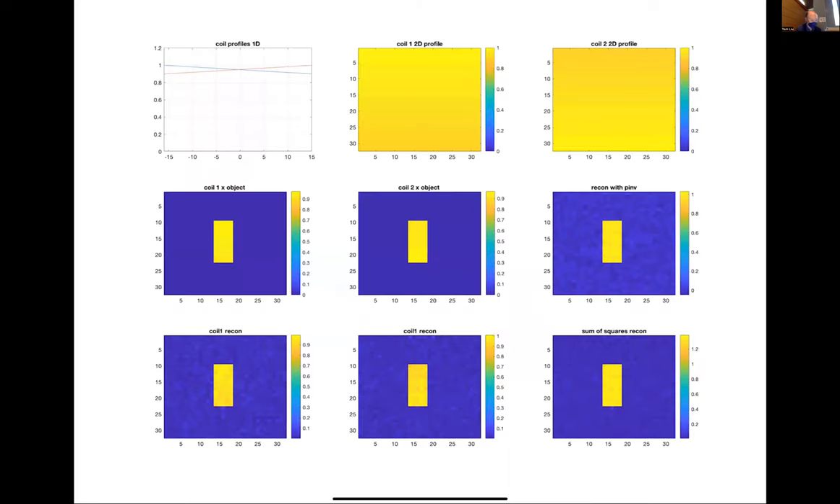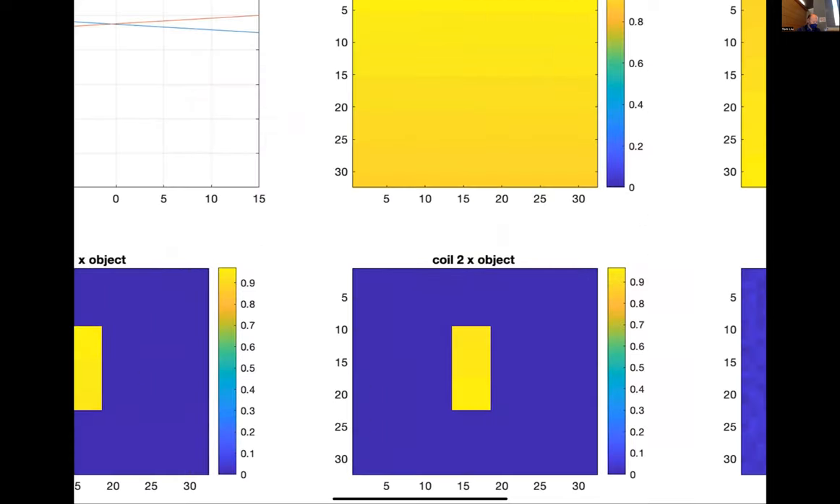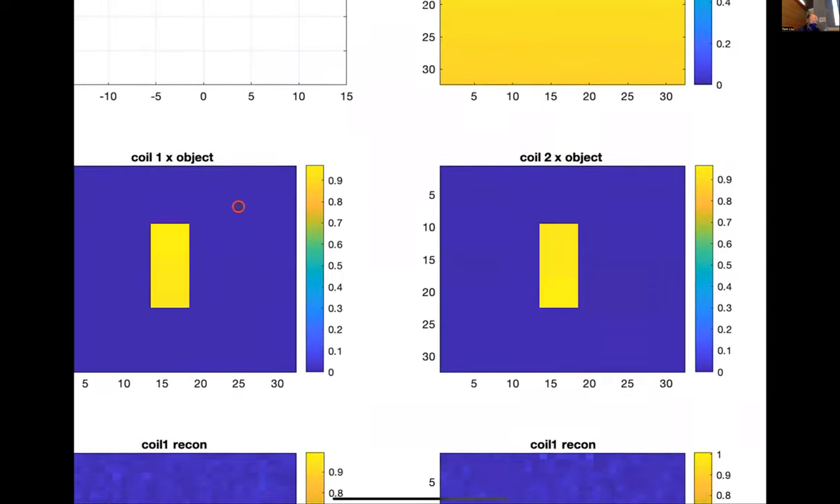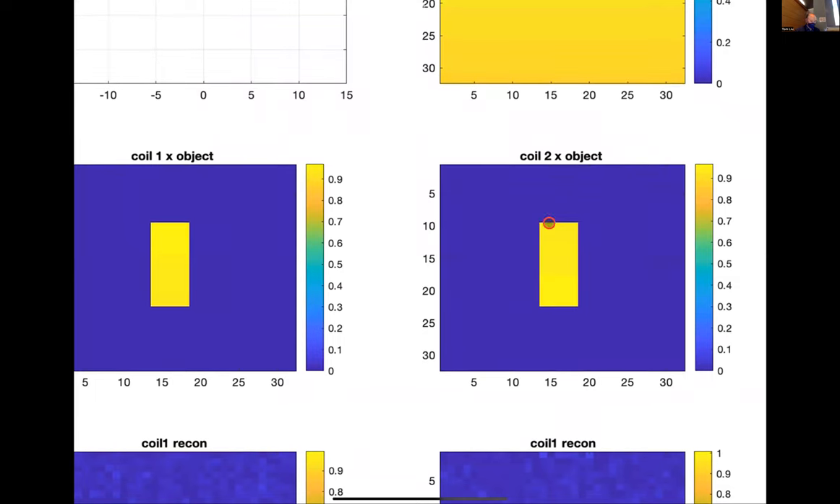This is some code that's available in the module. This is the coil profile. This is showing one coil that's sensitive here and its sensitivity is falling off. And here's another coil that's more sensitive here, but it's falling off, though they're pretty gentle. They're both seeing a lot of the image, right? And this coil sensitivity is going in this dimension here. So if I look at coil one times my object, which is just a rectangle, it's falling off very slowly here, and this is falling off very slowly there.